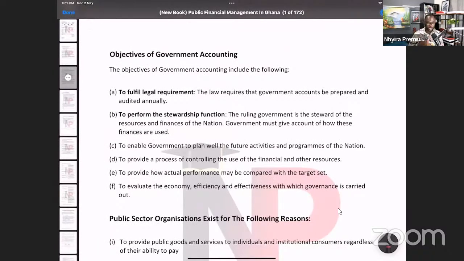Very important. The reason why we are keeping records, the reason why we are keeping books, the reason why we are dealing with everything that we are going through, is where we are discussing the issue about objectives. So number one, to fulfill the legal requirements. According to the 1992 Constitution, it is required that the Controller and Accountant General prepares an account for government. So at the end of the year, you have to keep records, prepare financial statements, and have those financial statements audited by the Auditor General.